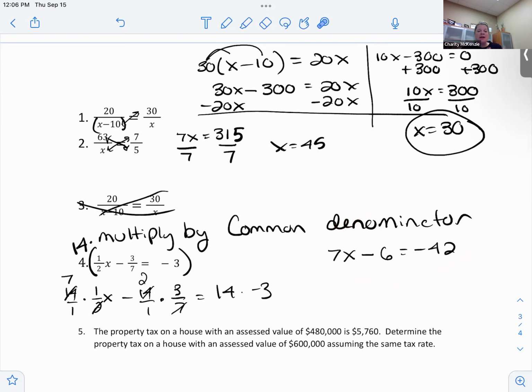So you can multiply by 14 and get rid of all denominators. It's amazing. Or you could add, subtract with fractions, get your common denominators. Don't forget your rules for multiplication. A lot more room for error, in my opinion, but you can do it that way.